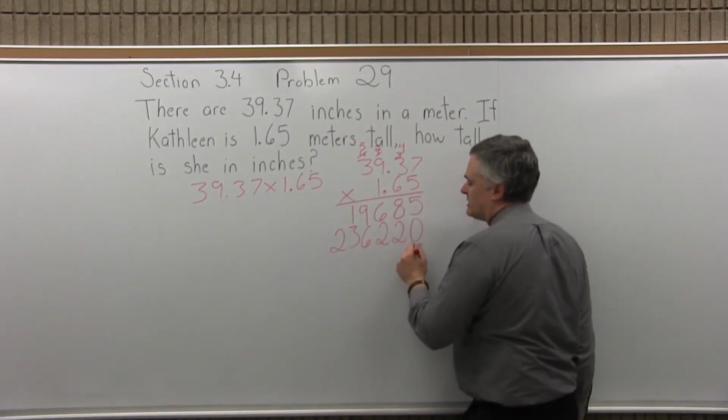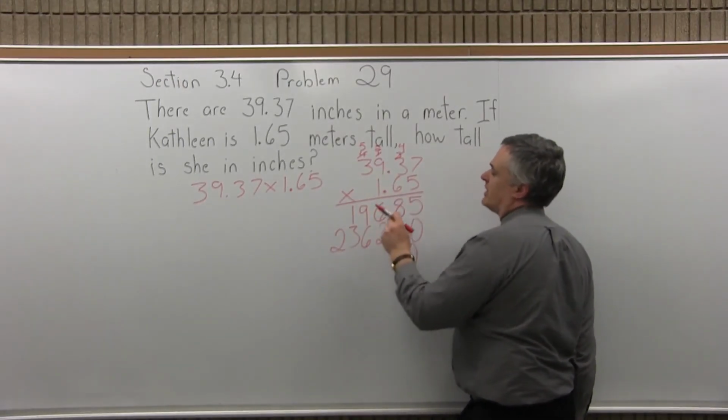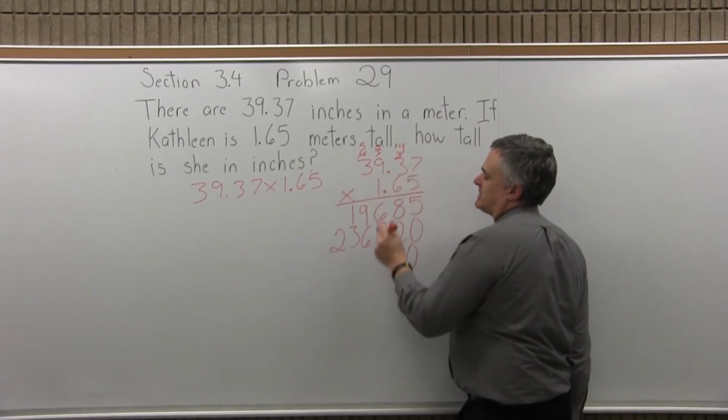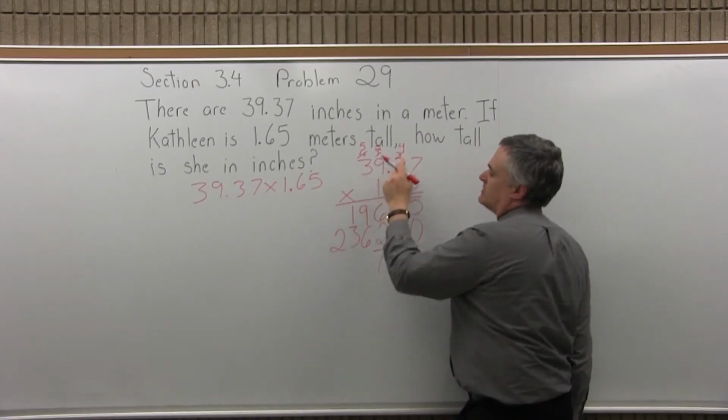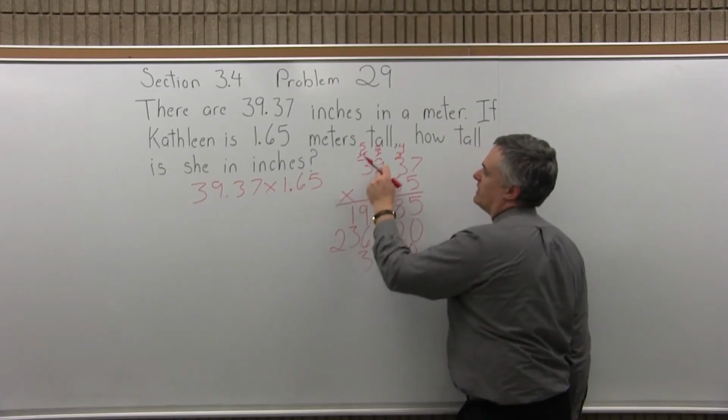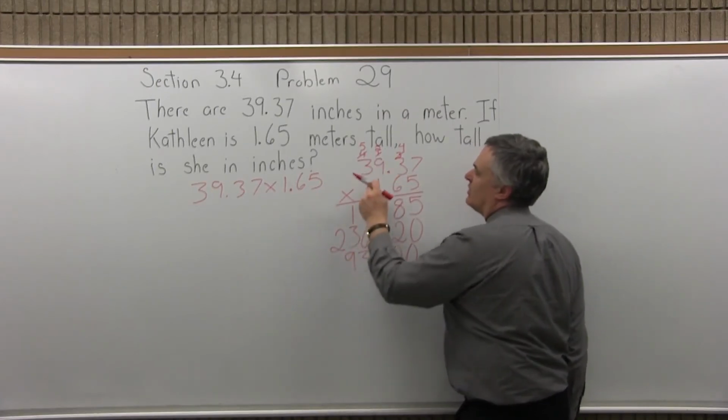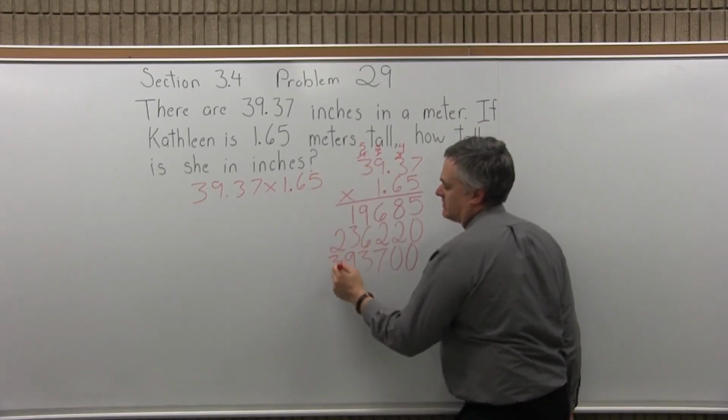Now the next row down, you start with 2 zeros to hold your position. Then the 1 will be easier. 1 times 7 is 7. 1 times 3 is 3. 1 times 9 is 9. 1 times 3 is 3.